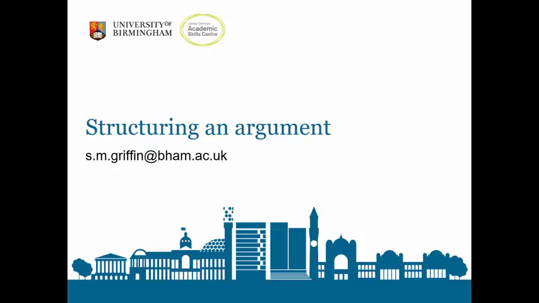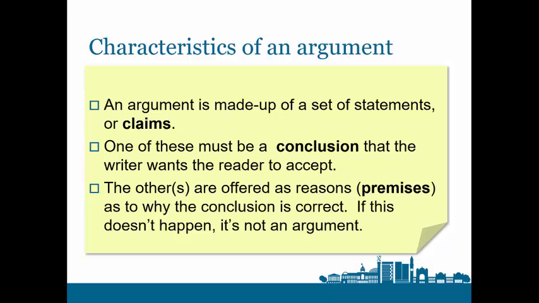Structuring an argument for a paragraph in an essay first means understanding what an argument is. First of all, an argument is made up of a set of statements, and these are known as claims. One of the claims must be a conclusion, and that is the claim that the writer or the speaker wants the reader or the listener to accept. All the other claims are offered as reasons, or in this case premises, as to why the conclusion is correct. If this doesn't happen, it's not an argument.